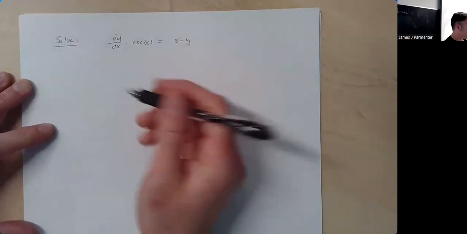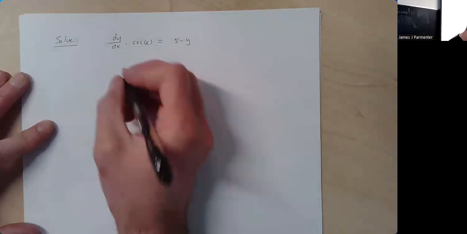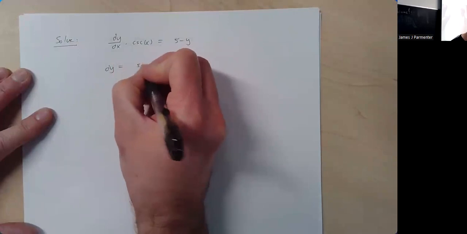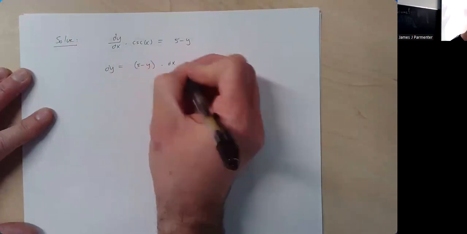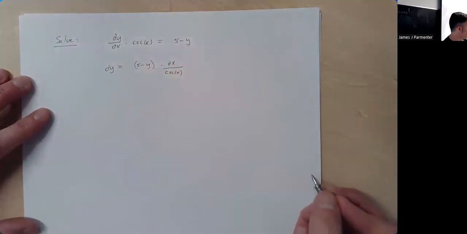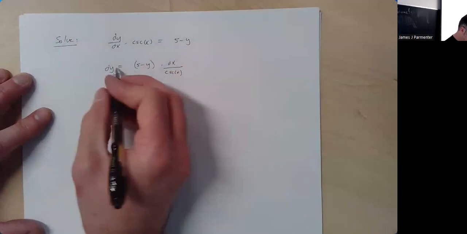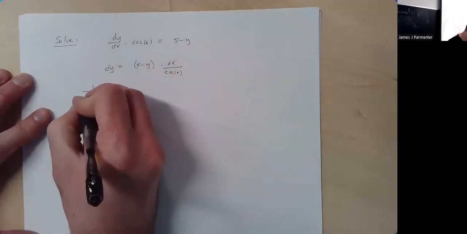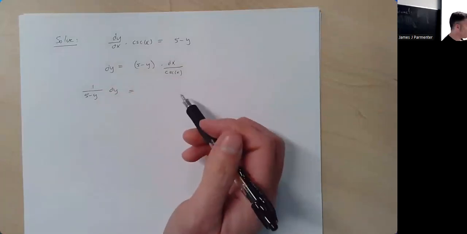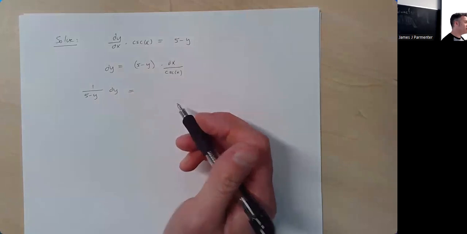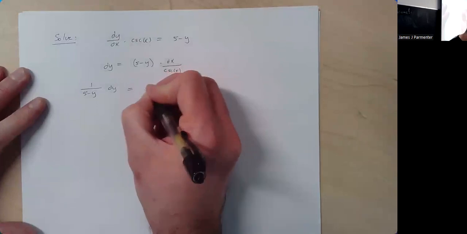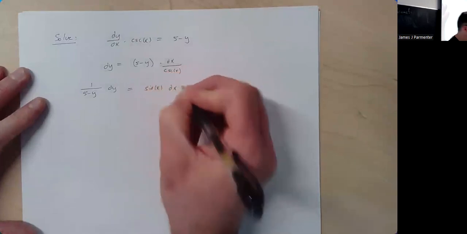We're going to bring all the y's to the left, all the x's to the right. So I'm going to say that dy is equal to 5 minus y times dx divided by cosecant of x. So multiply by dx and divide by cosecant of x. And then I'm going to divide both sides by 5 minus y. So I'm going to have 1 over 5 minus y dy. I'm also going to be smart about this. I don't know how to integrate 1 over cosecant, but I do if I rewrite it as what it's equal to, which is sine. So 1 over cosecant of x is just sine of x. And that's going to be much less terrible to deal with.